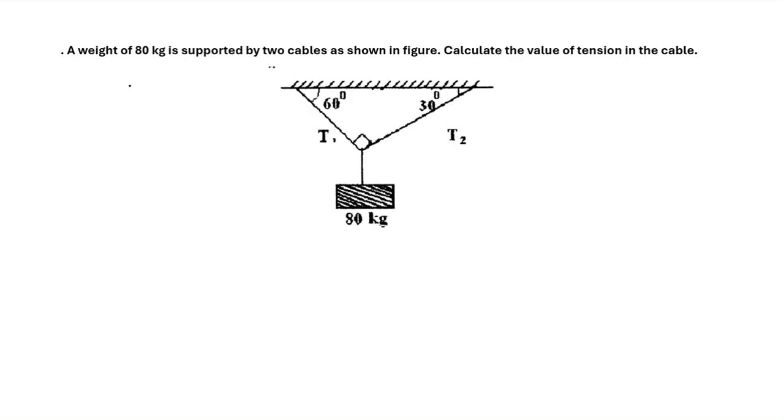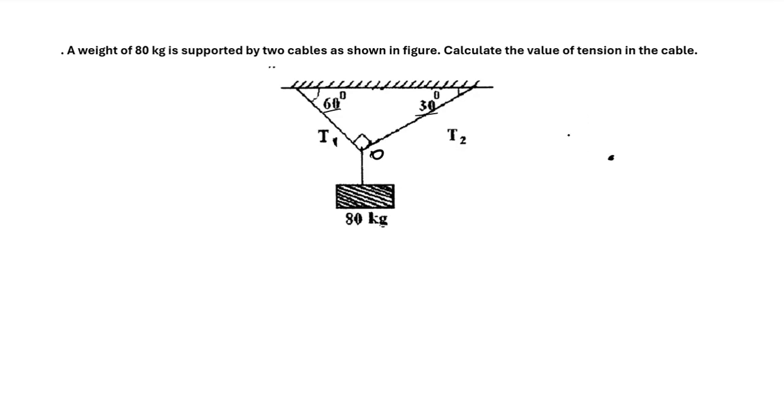So now we have to solve this question where we have been given that an 80 kg weight is hanging at a certain point. Let us call this point O. And we have T1 and T2 tensions acting in either direction by two cables. We have 60 degrees and 30 degrees as the angles given. So let us see how we can calculate the value of tensions in both of the cables, T1 and T2.